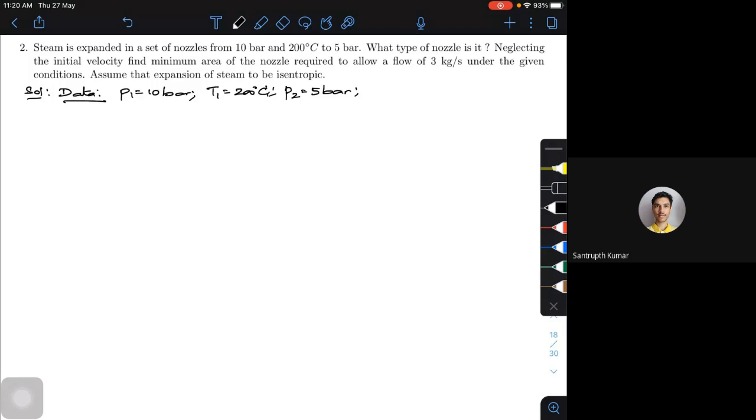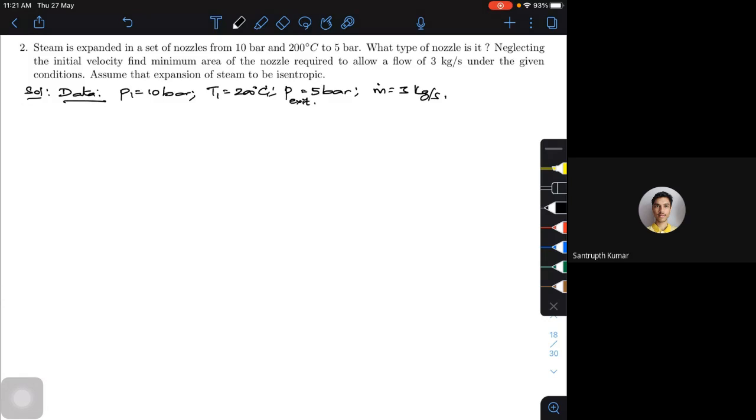They are telling us to look at what type of nozzle it is, based on the pressure. Rather than calling it simply P2, let me take it as P exit, the exit pressure, and we'll see what happens to it. The mass flow rate is given as 3 kg per second, and you are supposed to find the minimum area, A2, that is the throat area if it is a CD nozzle, and the exit area if it is a converging nozzle. So we'll see first what type of nozzle it is.